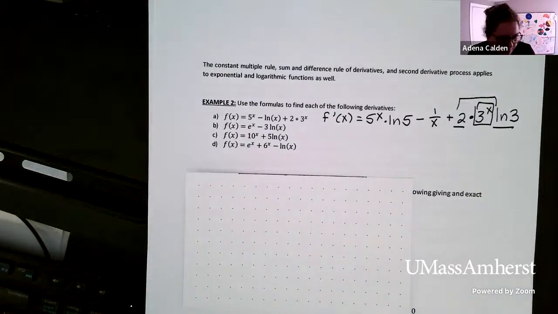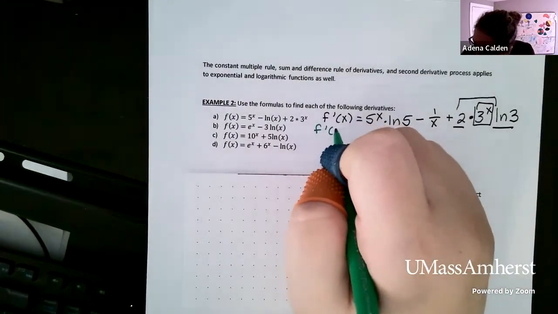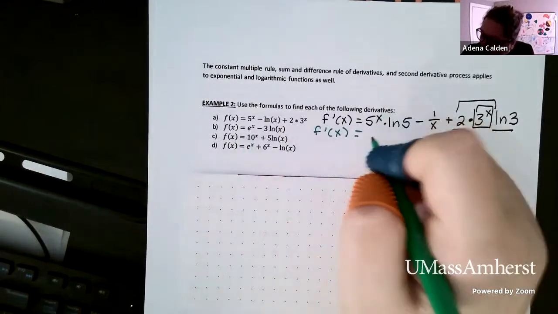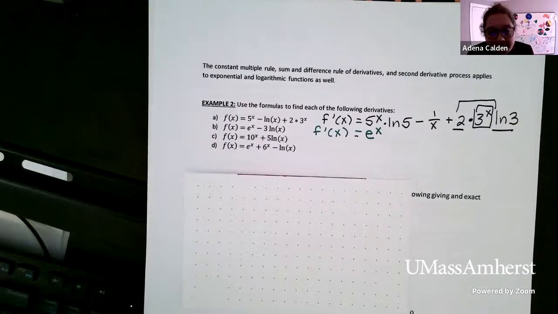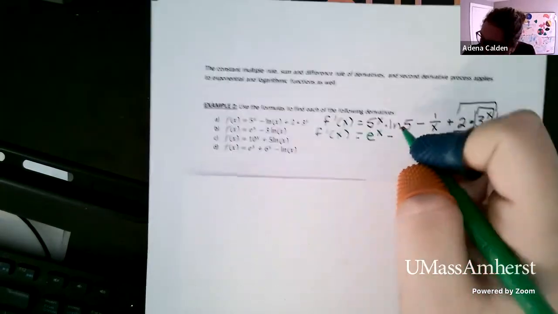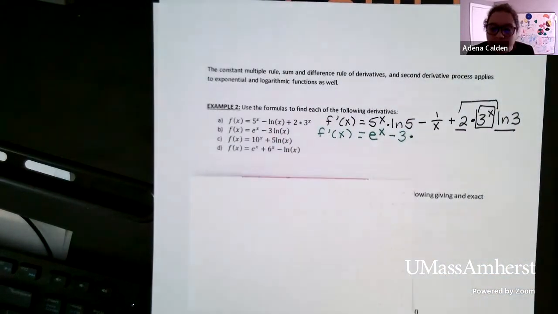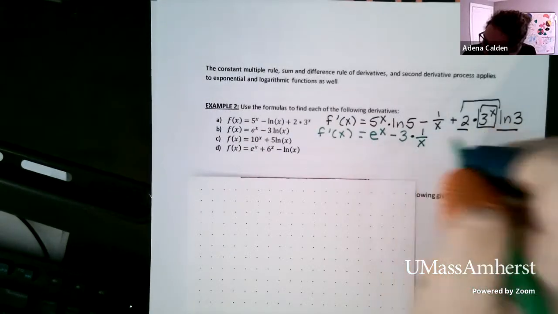For the second one, again, we're going to go term by term because they're separated by addition and subtraction. The first term is e to the x. We said the derivative of e to the x is e to the x. And then the second term, again, constant multiple rule. Here the 3 is going to multiply the derivative of the natural log of x, and the derivative of that is 1 over x.